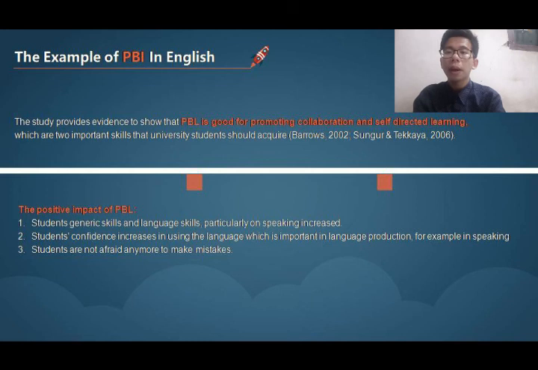This study provides evidence to show that PBL is good for promoting collaboration and self-directed learning, which are two important skills that university students should acquire. And the positive impact of PBL is on students' generic skills and language skills, particularly speaking, which increased, and students' confidence increased in using the language, which is important in language production, for example, in speaking. The last is students are not afraid anymore to make mistakes.